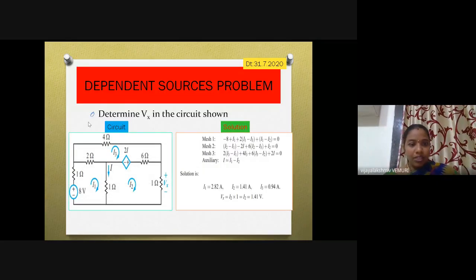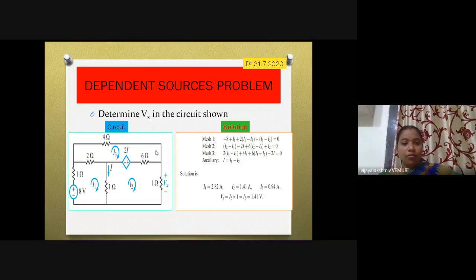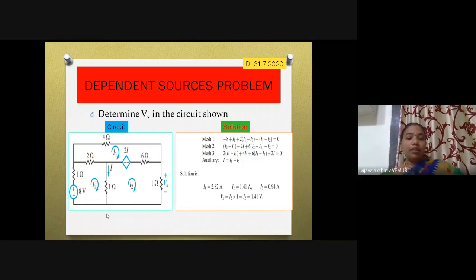Okay. You just observe here. For mesh 1, if you observe, this is plus and this is minus. This is plus and this is minus. I can't write, so you just take down the problem once, everyone. Take down the problem once. Make it fast. Just apply the sign conventions to each and every loop. So if you just observe, I can place plus, minus.